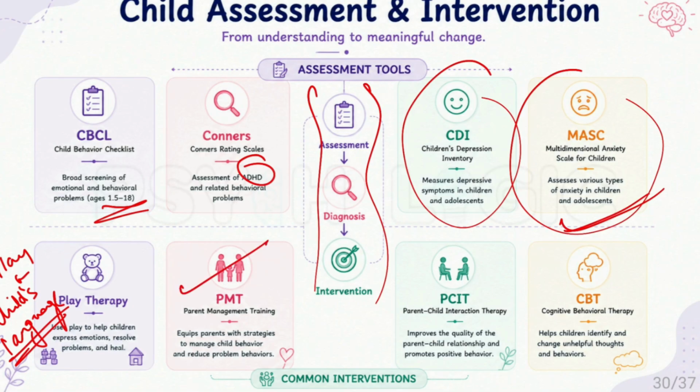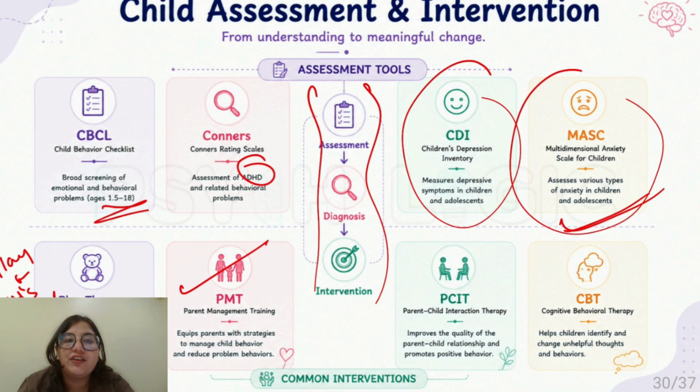Okay. Then we also have PCIT, parent-child interaction therapy. Now, in play therapy, it was about the child. In parent management training, it was about the parents. Here, we bring the child and parent together. The therapist coaches the parents during real interactions with their child, to improve communication, strengthen relationship, reduce problematic behaviors, increase positive interactions. So, in PMT, we are teaching the parents. In PCIT, we are coaching the parent and child together.